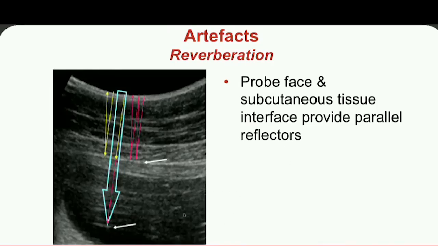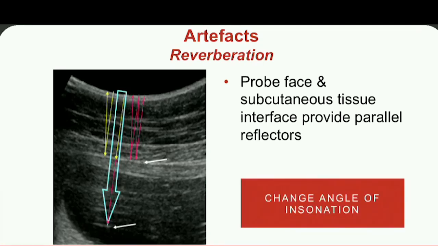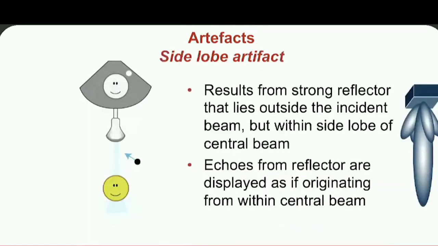A classical example of reverberation artifact is when you place your probe in front of the urinary bladder, so that the top wall of the bladder will do multiple internal reflections, and inside the bladder you can see these echoes which are coming back and give you that strong reflection. The transducer face itself is considered as a reflector. So here also you can change your angle of inclination.